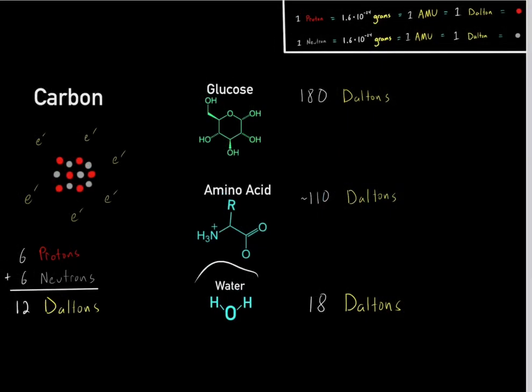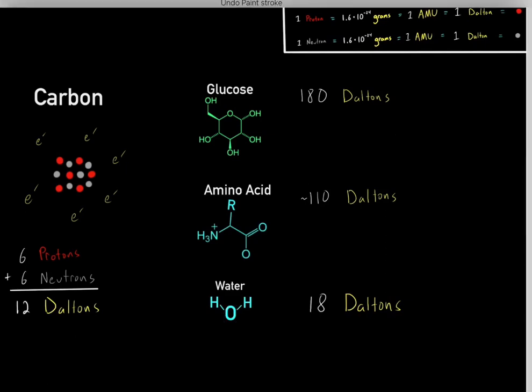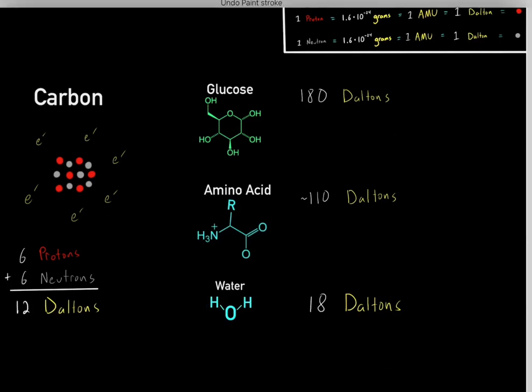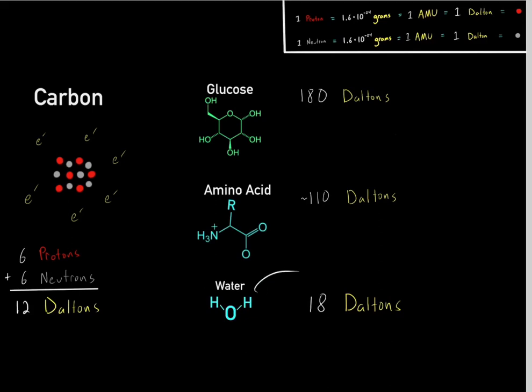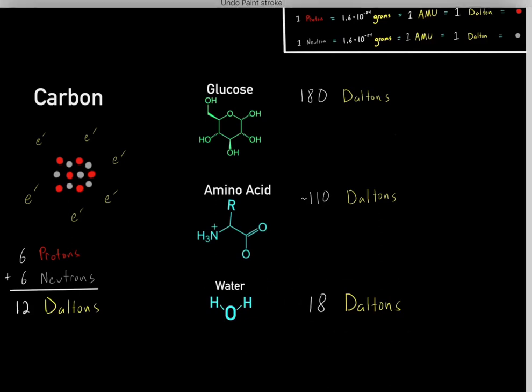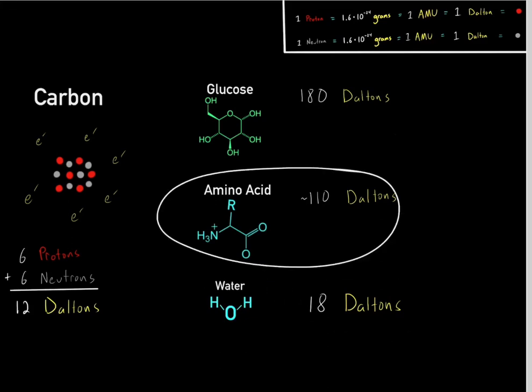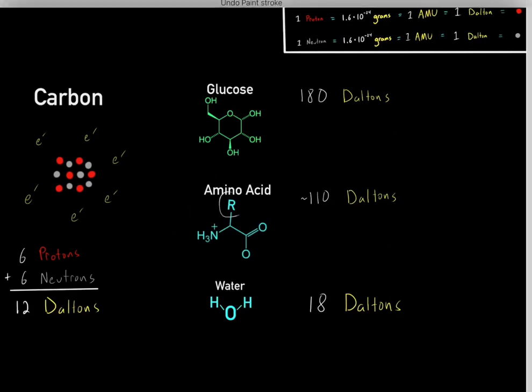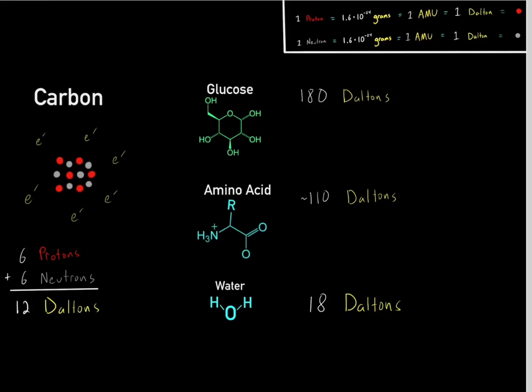So what about the mass of water? Well, we have an oxygen atom, which has an atomic mass of 16 Daltons, and we have 2 hydrogen atoms, which each have an atomic mass of 1 Dalton. So therefore, this water molecule has a mass of 18 Daltons. And different amino acids have different masses because different amino acids have different R groups, but on average, the mass of an amino acid is 110 Daltons.